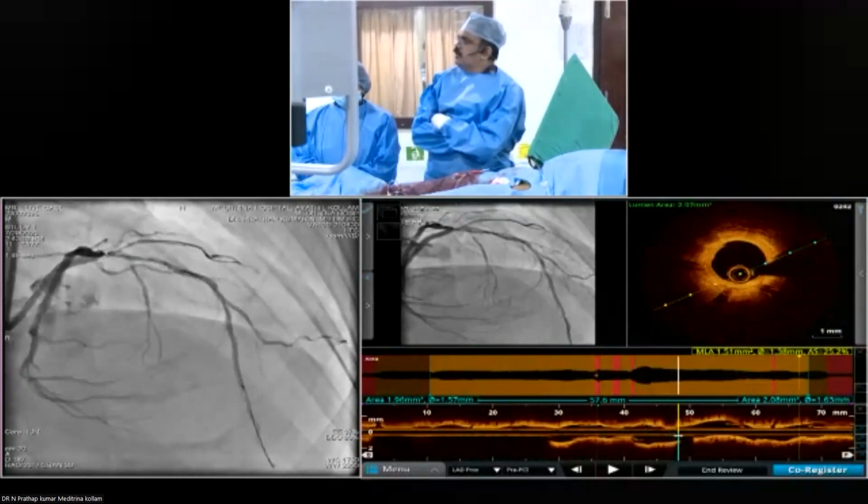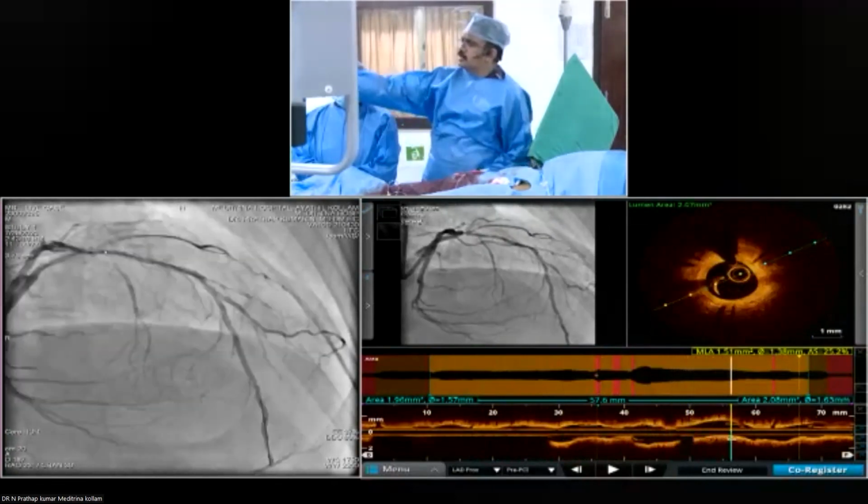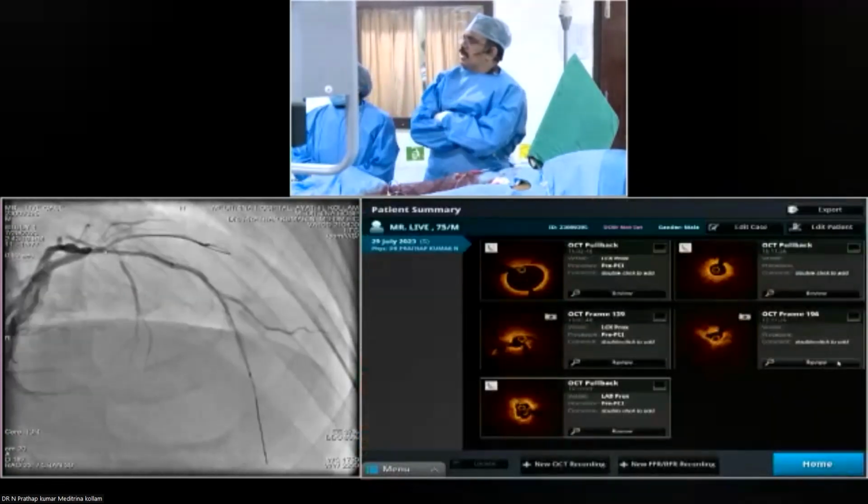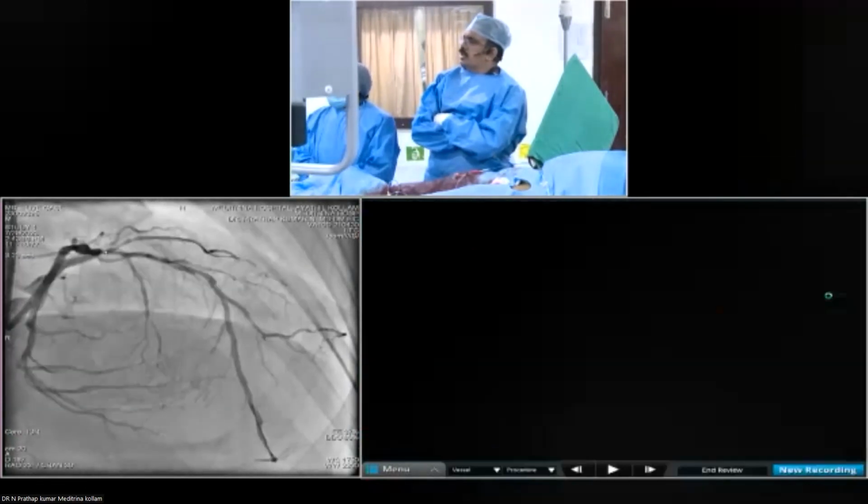Now we will come back to the next shot, which is actually covering the next OCT run, which is taken up to the LMCA because we decided to take one more run.